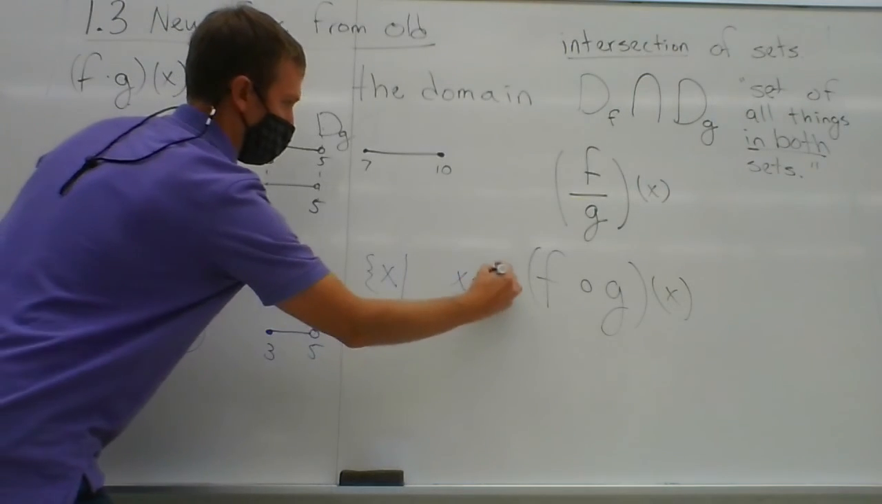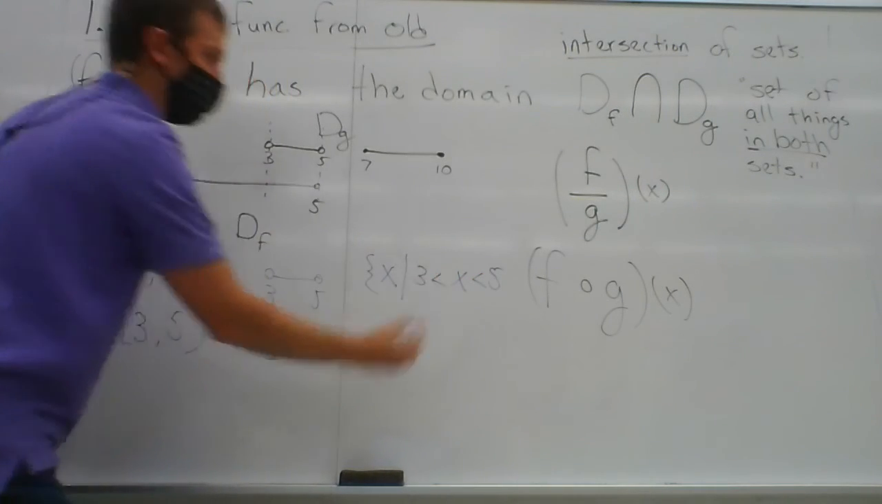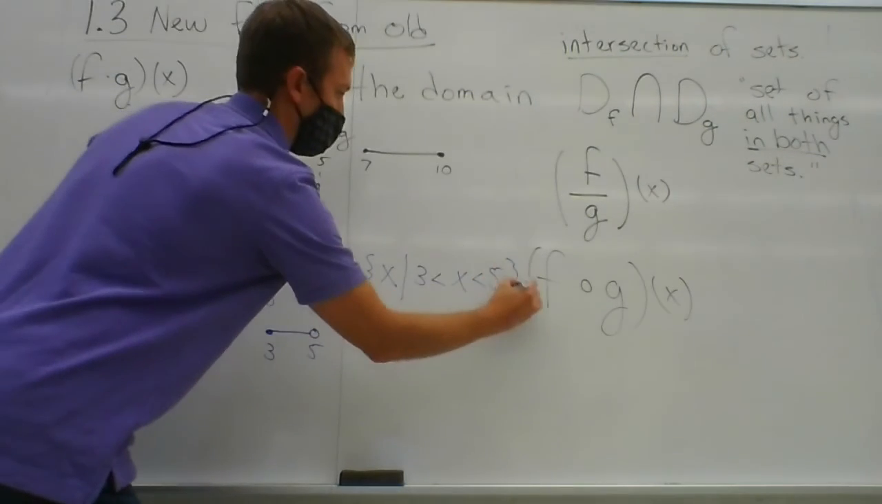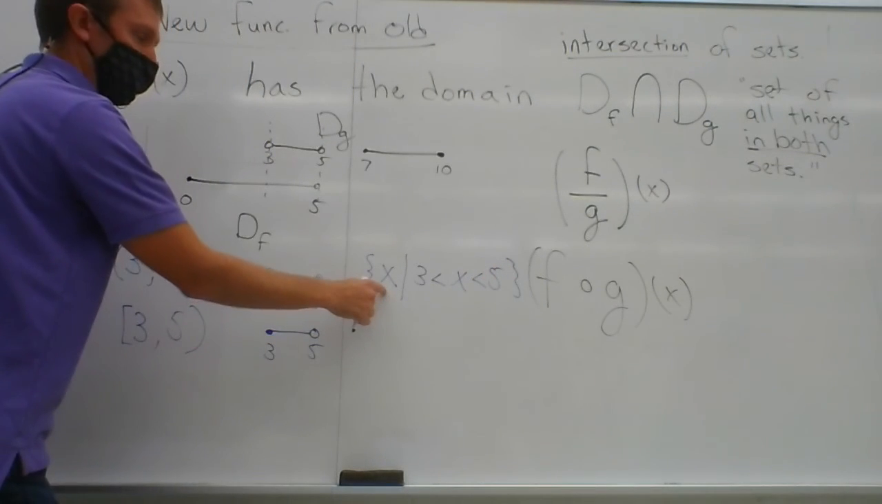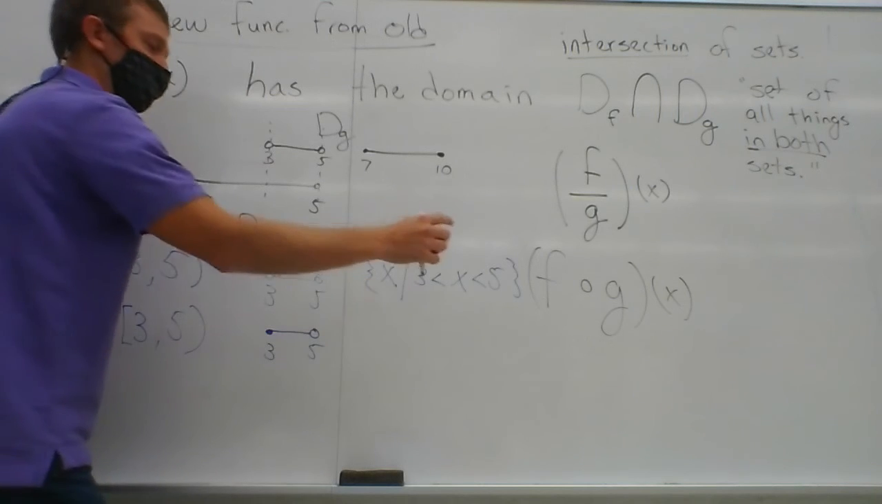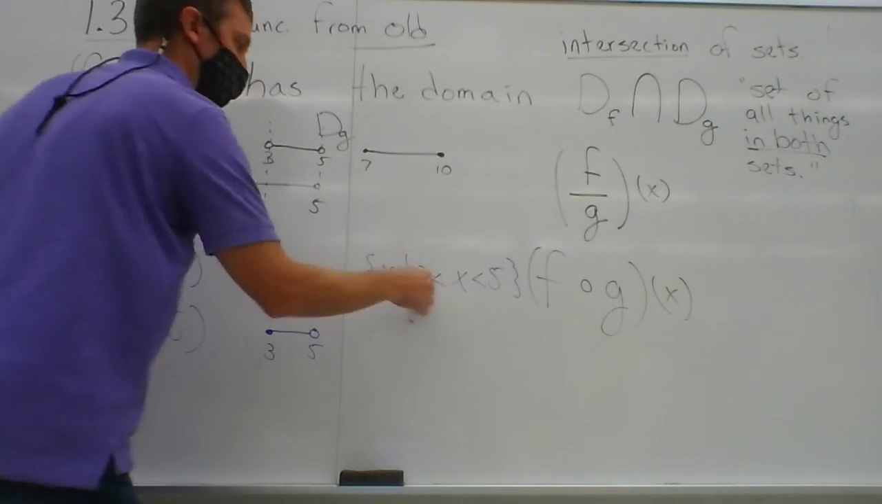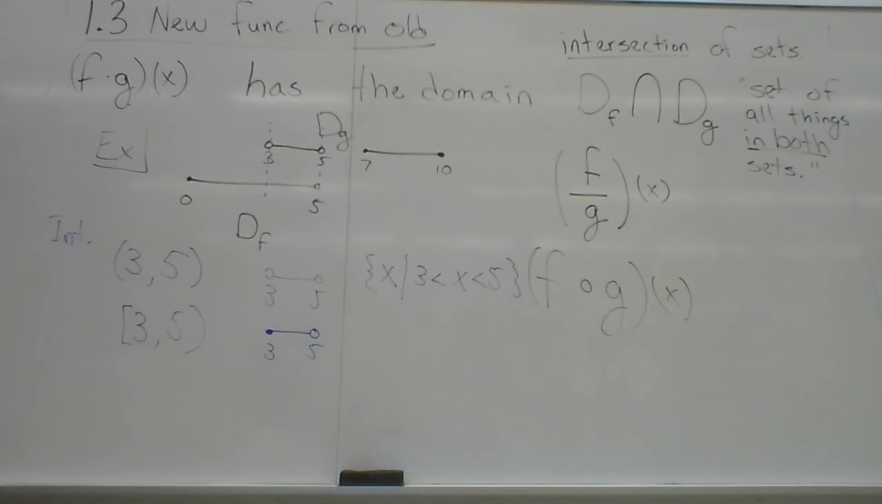X is less than 5 and greater than 3. So it gives you sort of a list representative, and then it tells you what numbers can be that value. Right? So what are the rules for the representatives in this set?